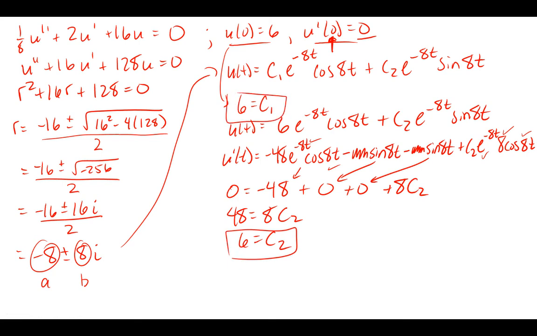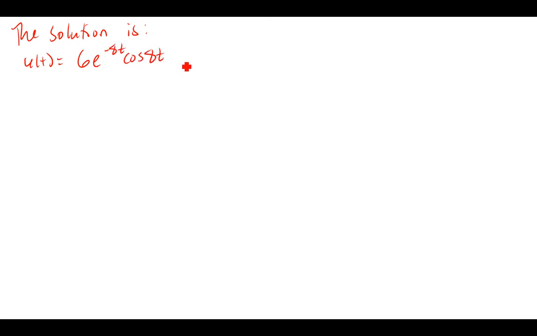Okay, so we get our C1 and C2, and so we have our solution. I'm just going to write it on the next slide, but I probably can write it down here at the bottom with the celebratory we did it. So the solution is u of t, and we got C1 was 6, e to the negative 8t cos 8t, and C2 actually also turned out to be 6, and sine of 8t. Okay.